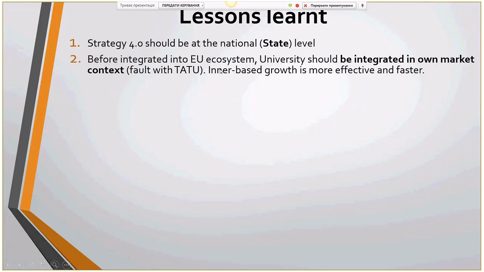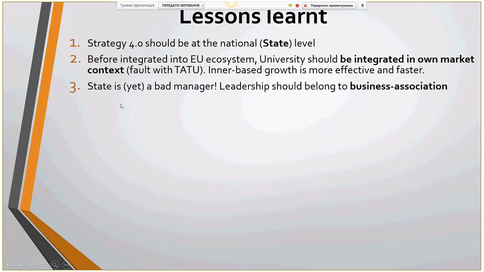Second, the lesson we say is that universities should, before going abroad, before trying to immediately cooperate with the EU ecosystem, first be integrated in their own market. Because of what we saw as a fault with the TATTOO project, and in fact it's not only TATTOO, we know very well this phenomenon, well known in Ukraine, like grant eating. So there are many such projects. We just spend European money and we don't see results. So we say that in-country growth is much more effective and faster in result.